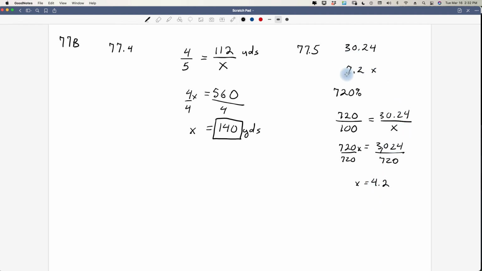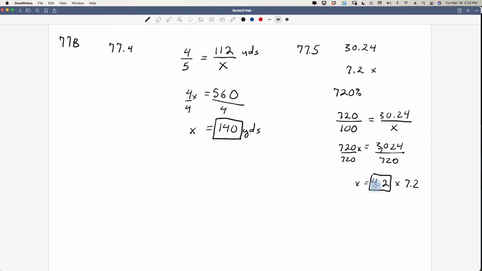So we know it was 7.2 times. Here's how you can check your answer. It was 7.2 times 4.2. So you just multiply 4.2 times 7.2 and see what your answer is. We're going to say 4.2 times 7.2 equals 30.24. That's what it comes out to. So when you type in your answer, I just want to see that. Okay?